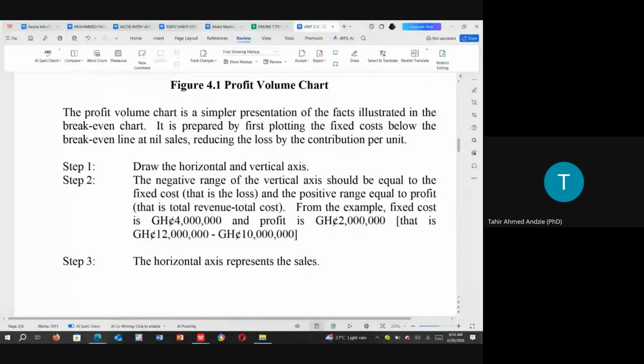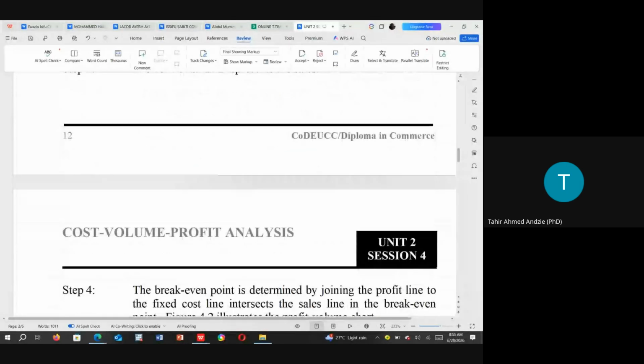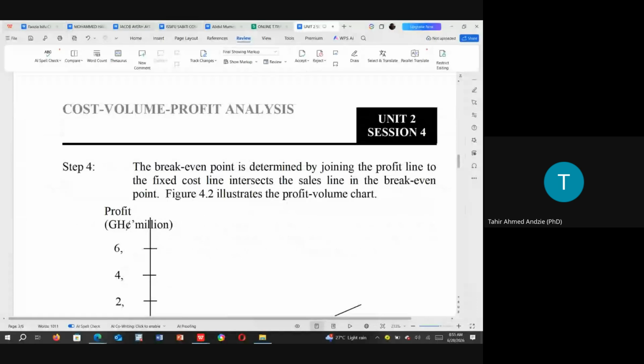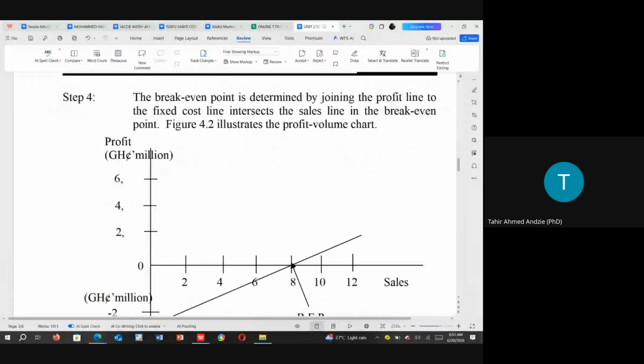That is the revenue minus the total cost. Then the horizontal axis represents the sales. Then the break-even point is determined by joining the profit line to the fixed cost line. Intersect the fixed cost line; that intersects the sales line at the break-even point. Figure 2.4 illustrates the profit volume chart. That is what we have done already.